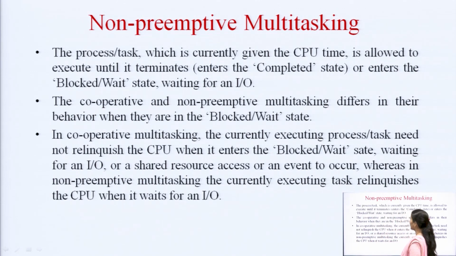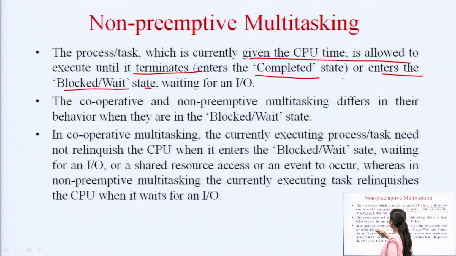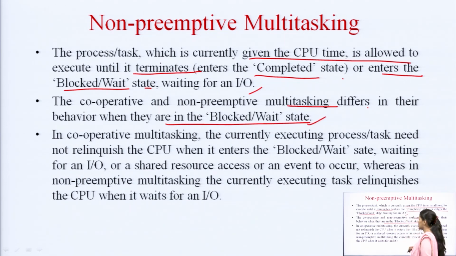In non-preemptive multitasking, the task or process which is currently given the CPU time is allowed to execute until it terminates, enters the completed state, or enters the blocked or wait state, waiting for an input output. The cooperative and non-preemptive multitasking differ in their behavior when they are in the blocked or wait state.